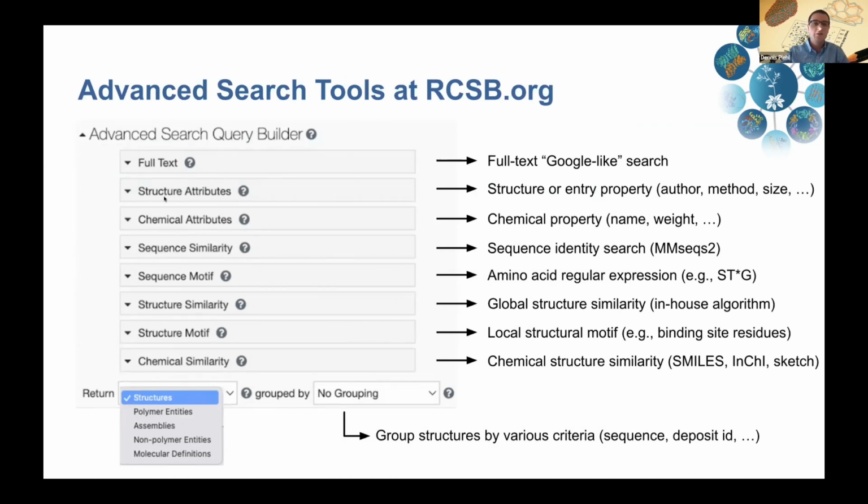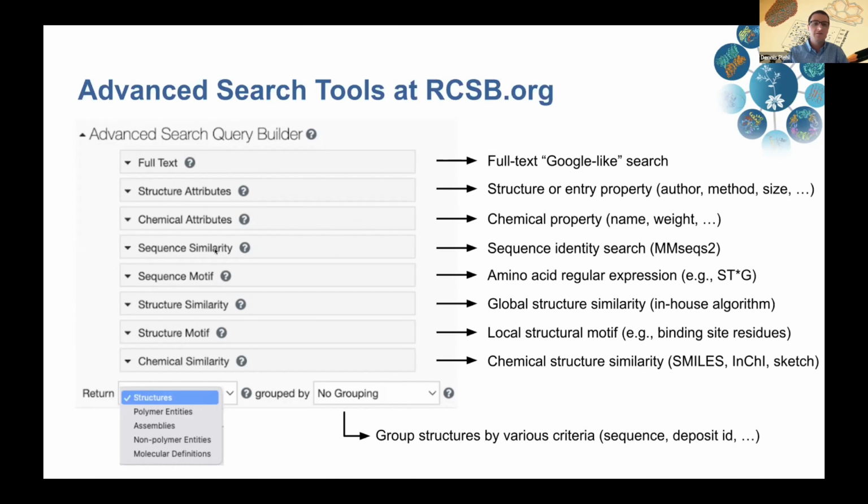The first is structure attribute search, where you can search for structures based on a specific property of the structure. So you can look at all structures for a specific experimental method, like electron microscopy or X-ray crystallography. You can search for structures based on the author or the size of the protein, and we have a large variety of different attributes you can choose from. You can also search for structures that contain specific chemicals. So if you're looking for a structure that contains a particular ligand or cofactor, you can search for that using the chemical attribute search, or you can specify the name or the weight of the chemical.